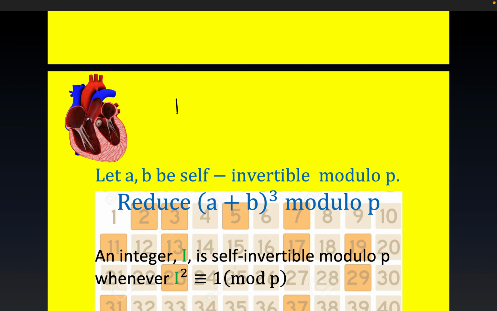Let's first look at some examples of self-inverting integers. Now, in the real number system, the only self-inverting number is 1 itself, okay? But it's a broader concept in modular arithmetic. So let's look at 10 squared. It's congruent to 1 mod 11.